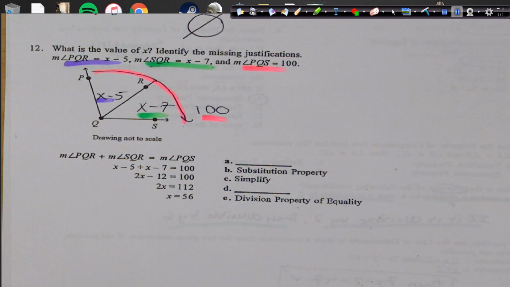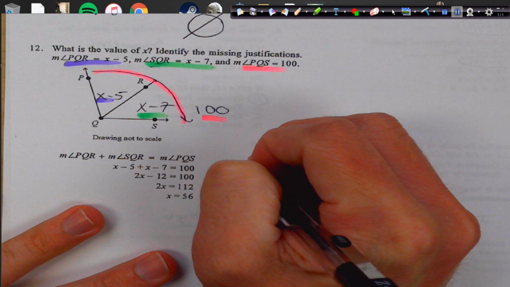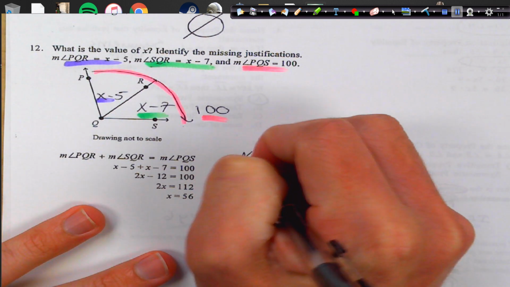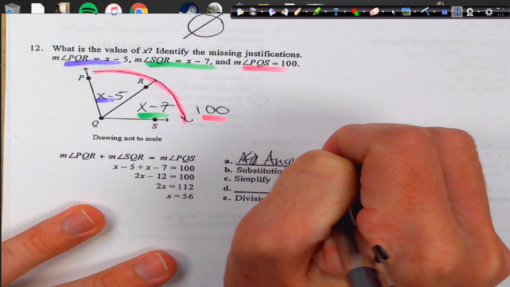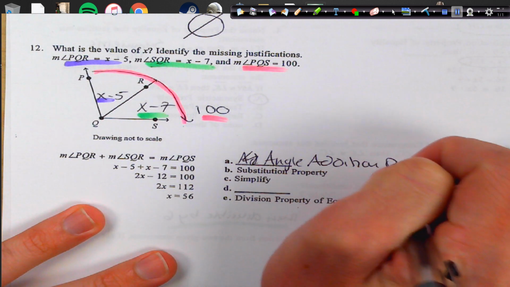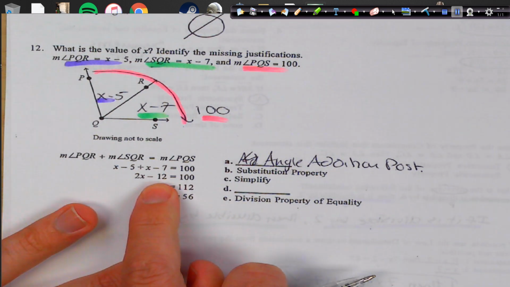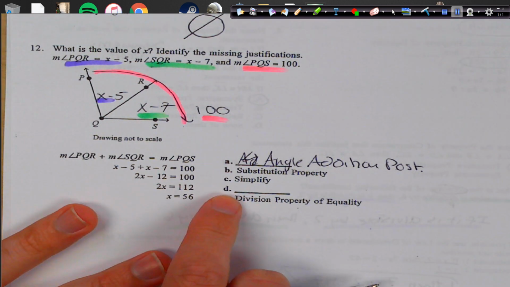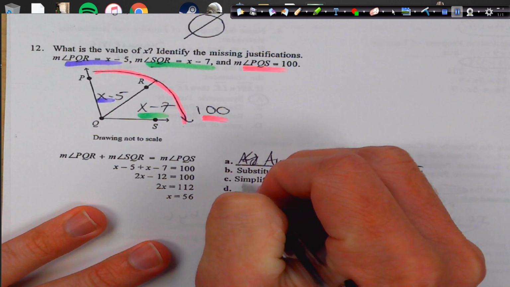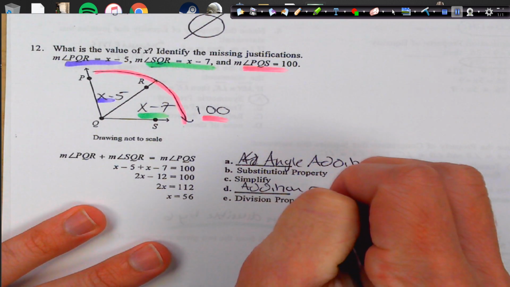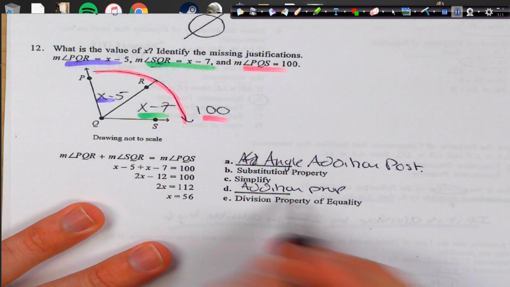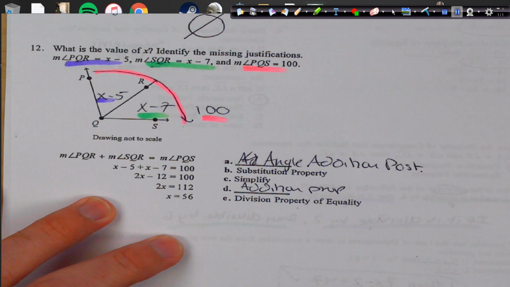So, first thing, how do I know that the measure of PQR and the measure of SQR equals the whole measure? This would be angle addition postulate. Then they substitute the values in. Then we simplify. Now we have to move that 12 over. It's a negative 12, so we're going to use addition property to move it over. And then they divide it by 2 for division property. Perfect job. Nice and easy.